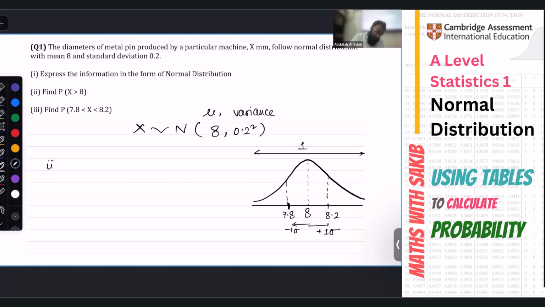Number 2. It says probability of X is more than 8. So how much will the probability be? X is more than 8, that means this part. So the answer is 0.5 or 50%. Clear?